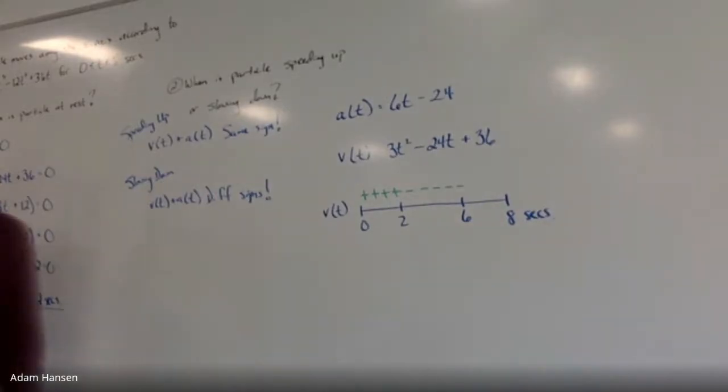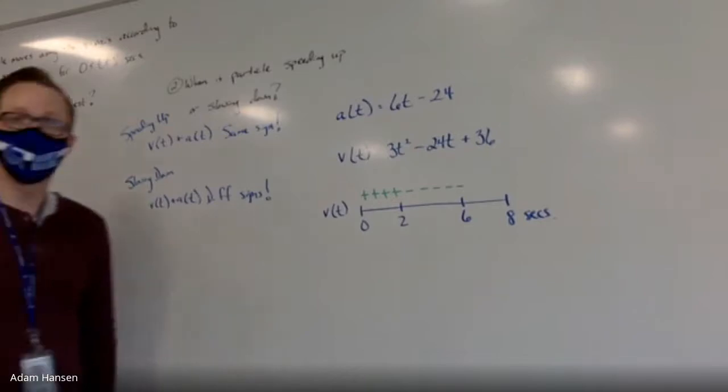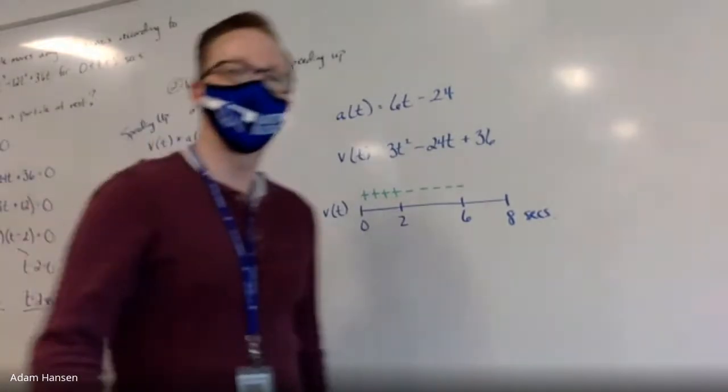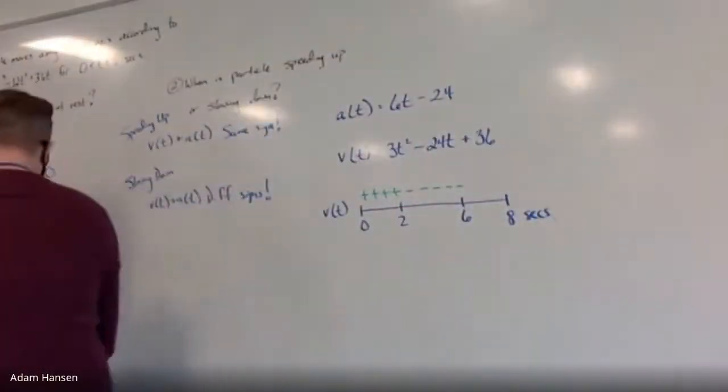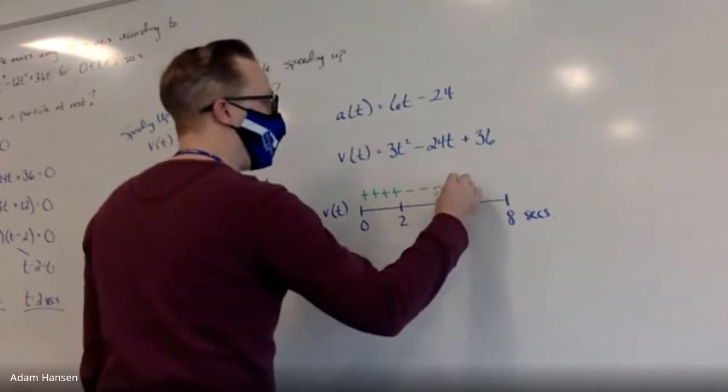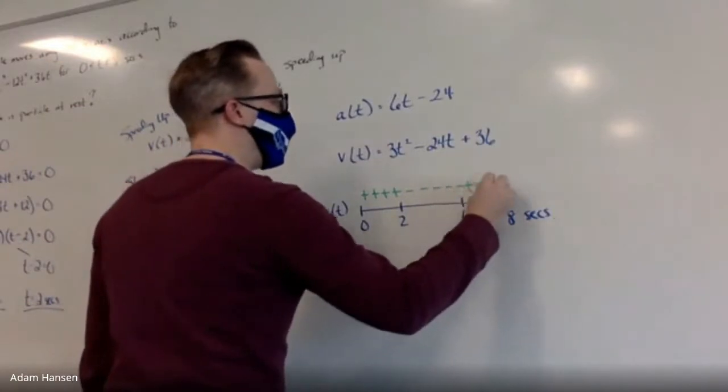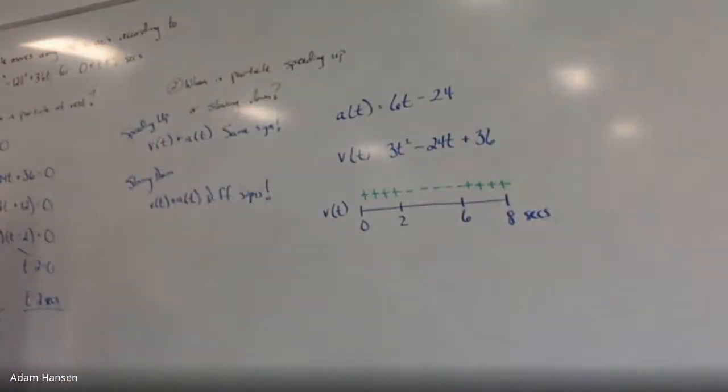I bet between 6 and 8 we're going to pick 7, right? Let's do 3 times 7 squared minus 24 times 7 plus 36. I get positive 15. So I've switched back to moving in the positive direction away from the origin, because velocity is now greater than 0.